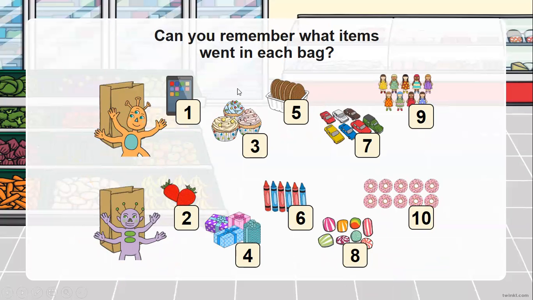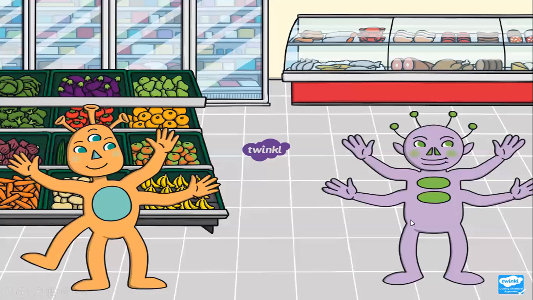Now let's remember what items went in each bag. So we have Osman Odd, he bought 1 iPad, 3 cupcakes, 5 waffles, 7 cars, and 9 dolls. And Aishal Even, he bought 2 strawberries, 4 gifts, 6 crayons, 8 candies, and 10 donuts. And this is the end.